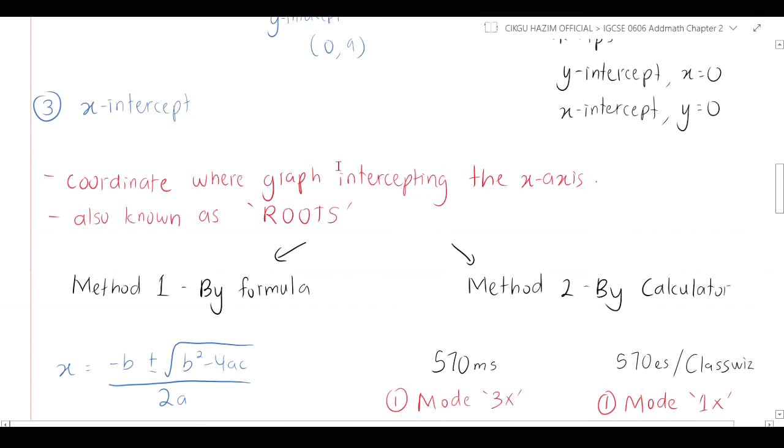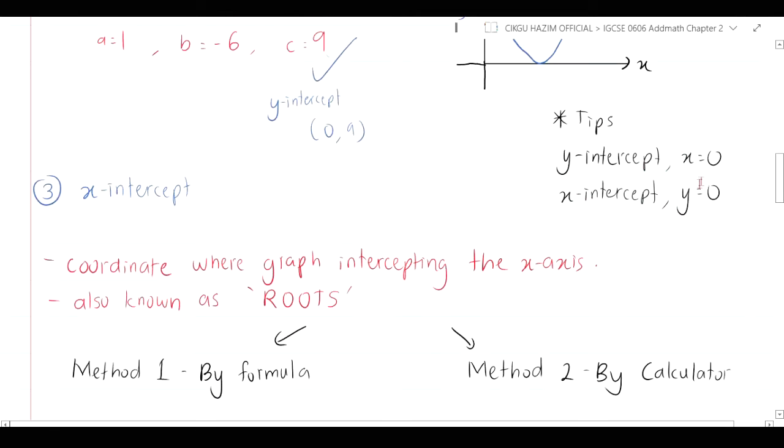After that, how do you find the x-intercept? So x-intercept here, what does it mean? It means the coordinate where the graph intercepts the x-axis. This is vice versa to the y-intercept. It's quite simple, but it's also known as roots. Please remember that. So how do you find it? To find the x-intercept, you make y equal to 0, and the other way around, y-intercept is x equal to 0. But I already told you to make it easy, just see the value there.